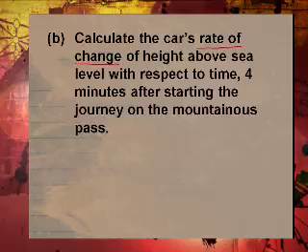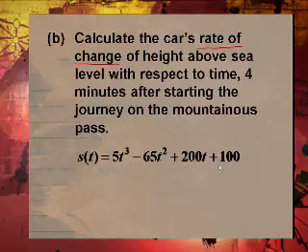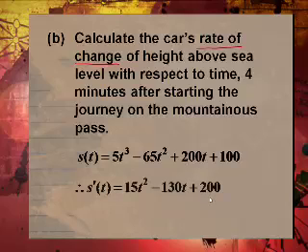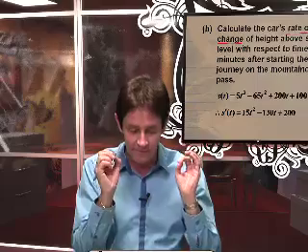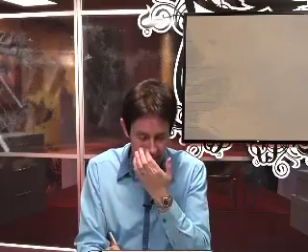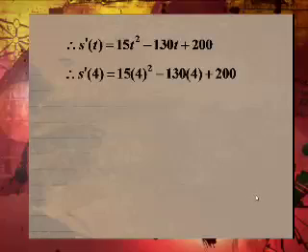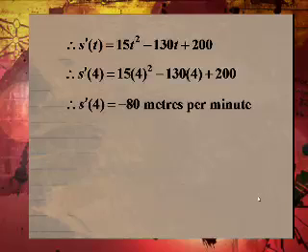So what do we know here? Well, we've got the cubic. Now, a rate of change is a derivative, so you differentiate this. Bring down the 3 and multiply it with the 5: 15t squared minus 65 times 2 is 130t plus 200t plus 100. Now that's the rate of change expression. So all we now need to do is plug in the 4 minutes, and let's see what the speed of the car is. If we plug in 4, it's minus 80 meters per minute.